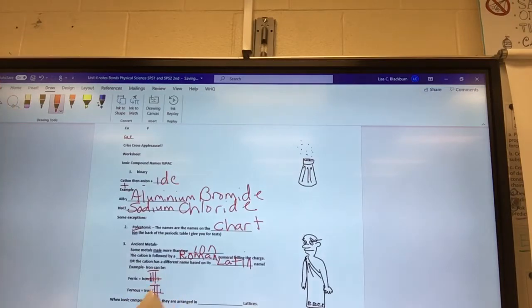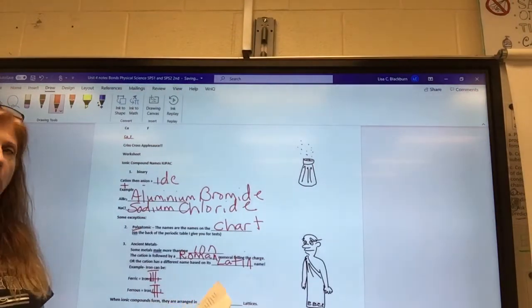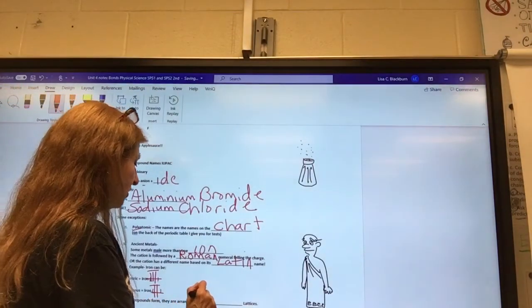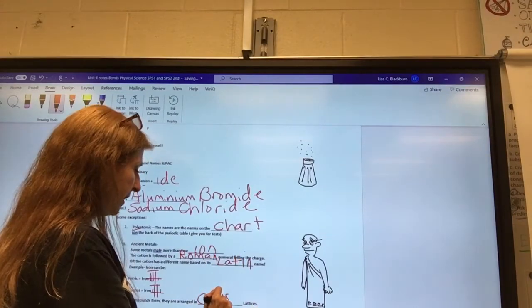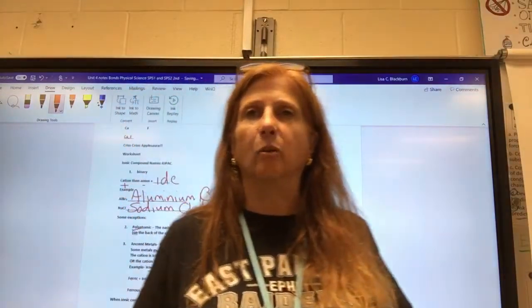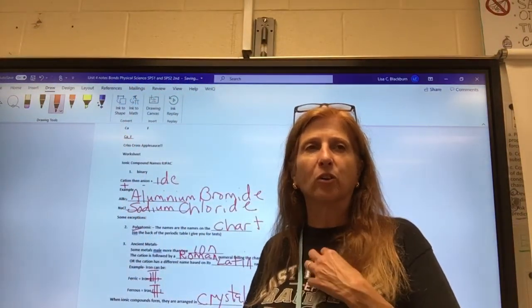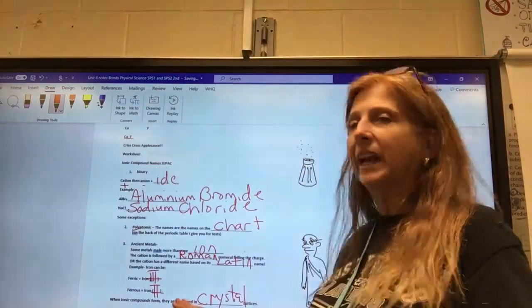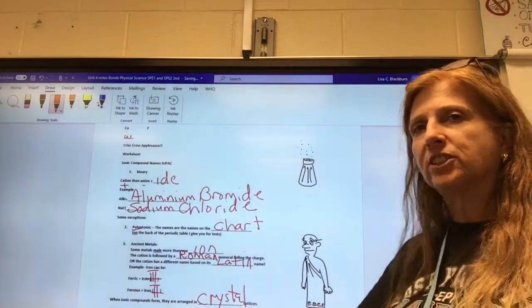So here's another thing you need to know. When ionic compounds form, they arrange in crystal lattices. That's pretty, isn't it? Crystal lattices. Anybody ever seen rocks that are crystals? Sometimes they have shops that sell them, kind of hippie shops, little new age shops. And then you can wear little crystals and stuff. That would be an ionic compound. One where the atoms are arranged in crystal lattices.